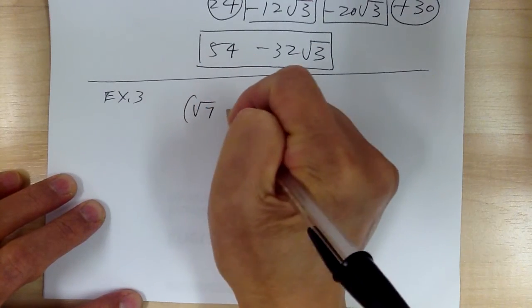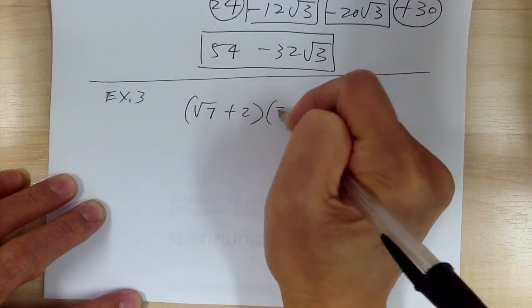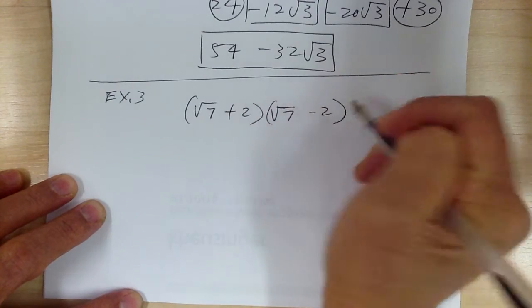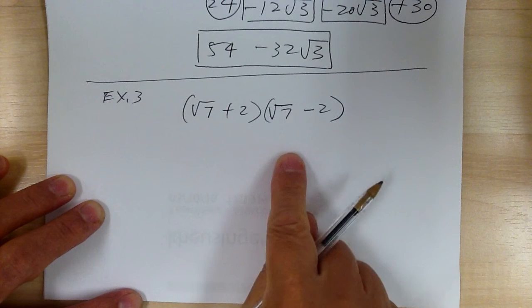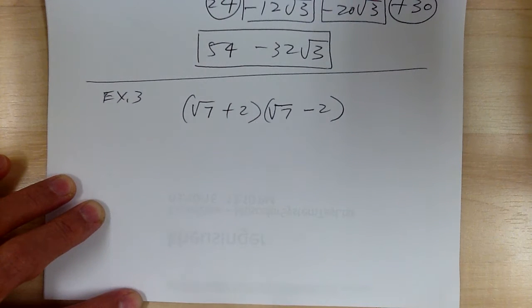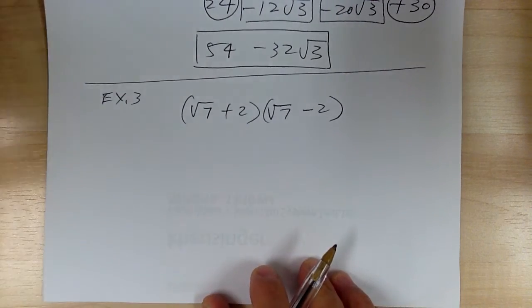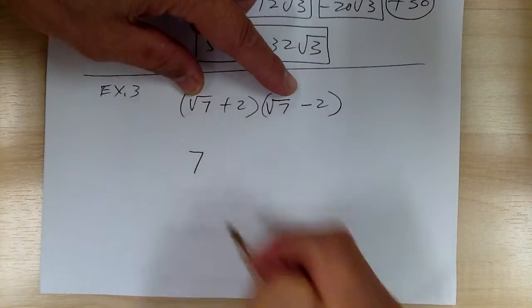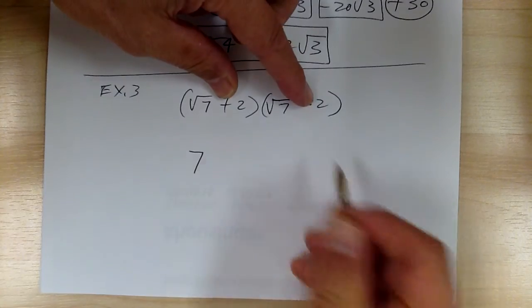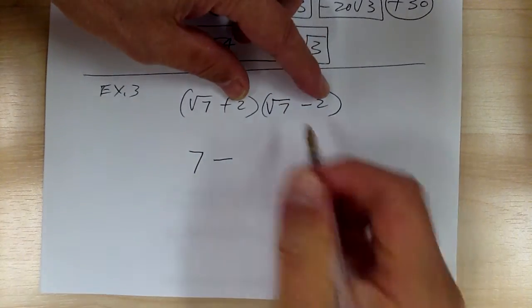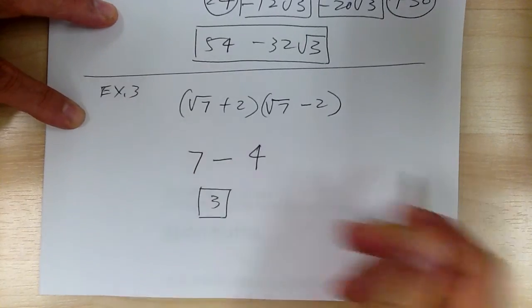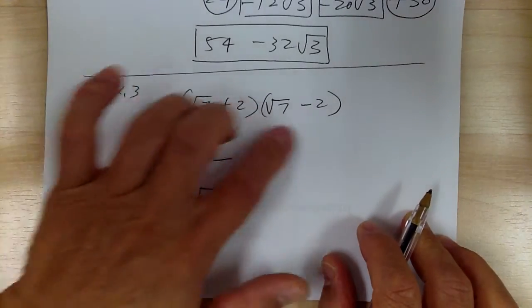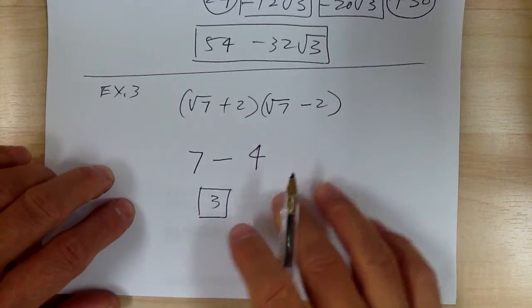You have square root of 7 plus 2, then you have the square root of 7 minus 2. You need to recognize this is your conjugates. When you have conjugates, you multiply the matching terms, because the outer and the inner terms will cancel out. So when you multiply, this will give you 7, plus times minus will give you minus, 2 times 2 will give you 4. And so your answer would be 3. So again, this is your conjugate.